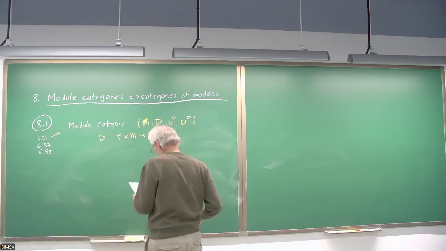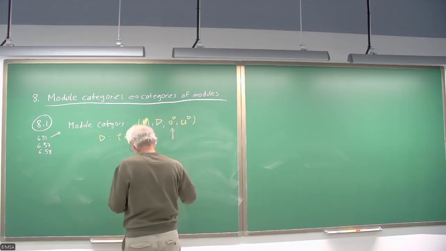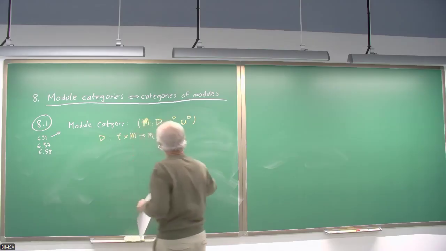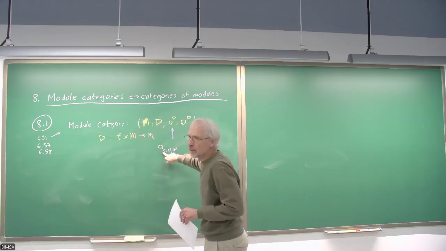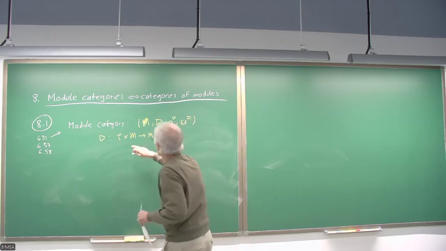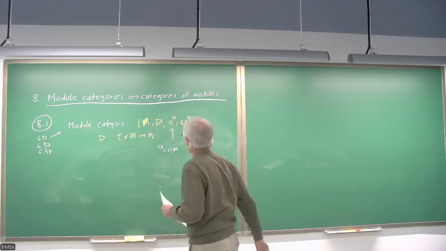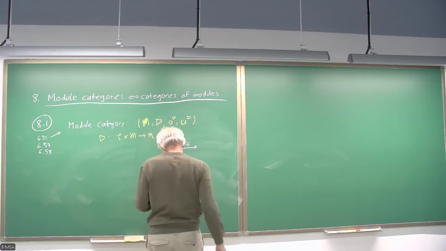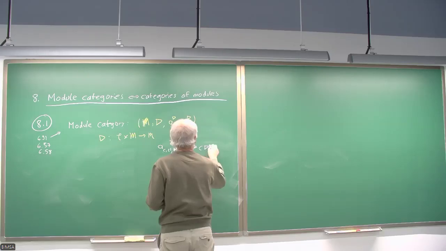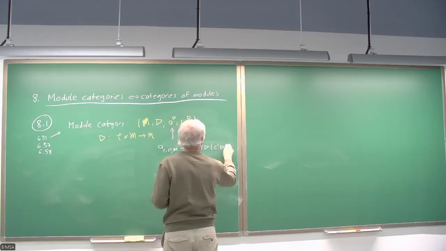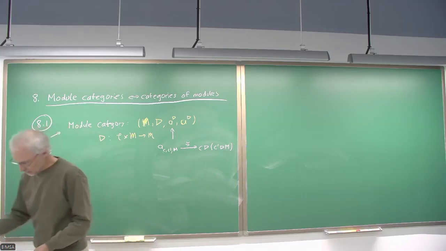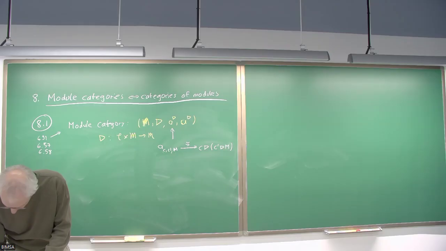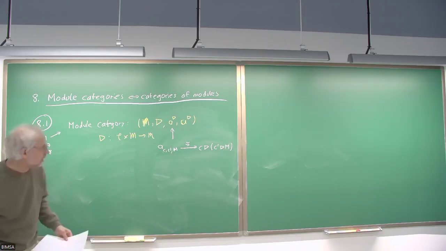So maybe the associator. The components are, say, A, C, C prime, and M. I will often use C for objects in C, and a capital M for objects in M. So this will be a natural family of isomorphisms of this type, and it satisfies the pentagon identity.